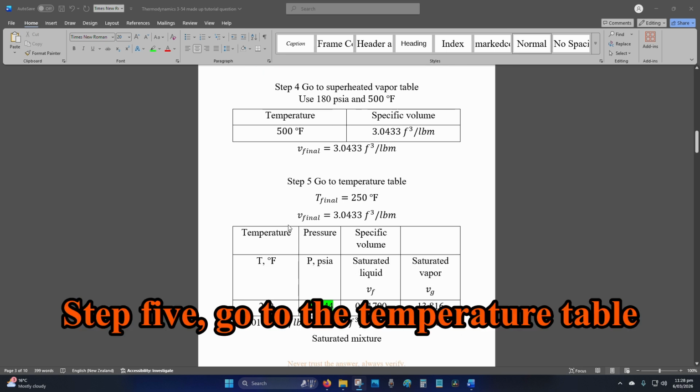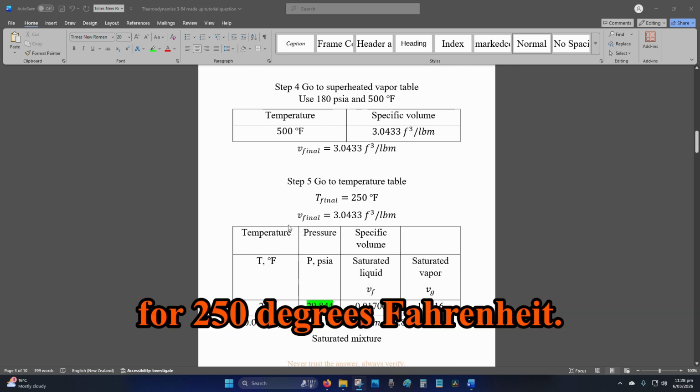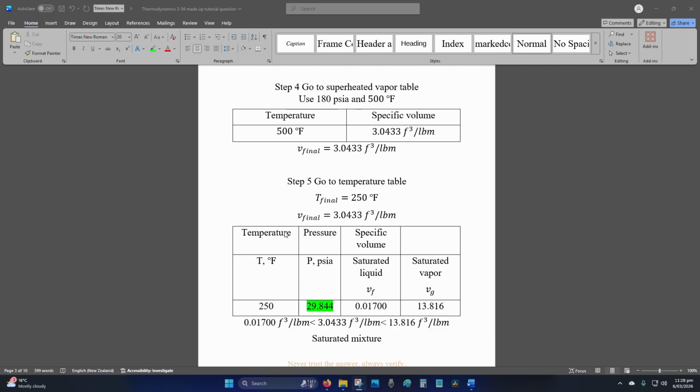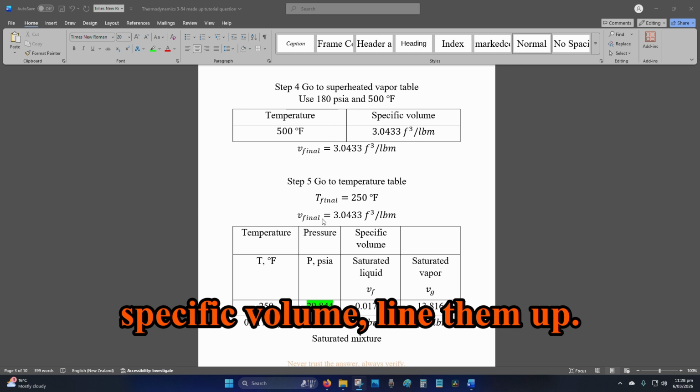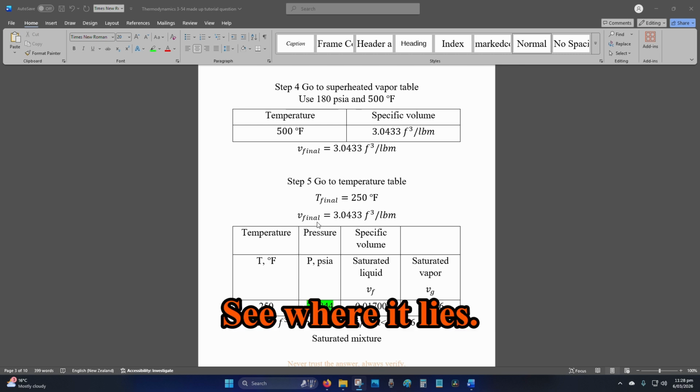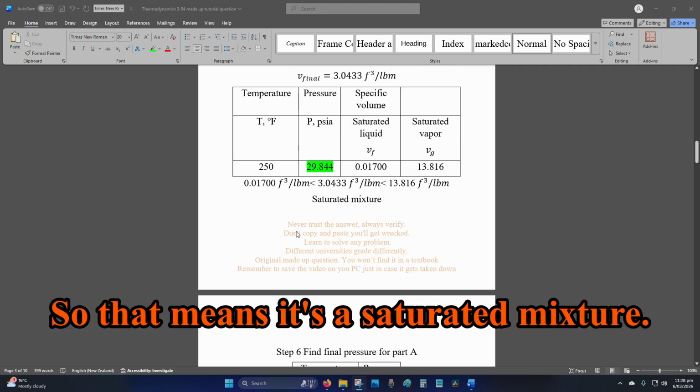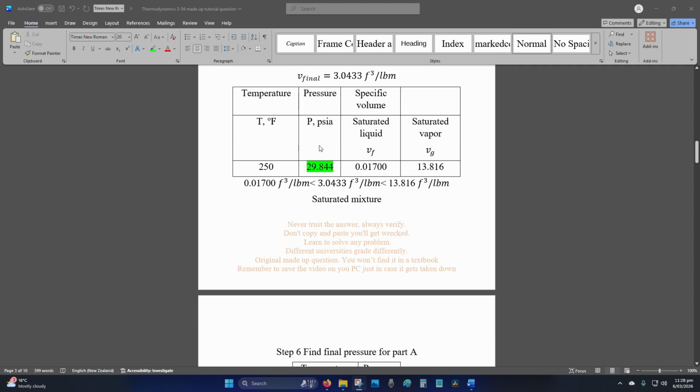Step 5, go to the temperature table for 250 degrees Fahrenheit. Then find the specific volume, line them up, and see where it lies. So it's in between, which means it's a saturated mixture. That means the pressure is going to be the saturation pressure.